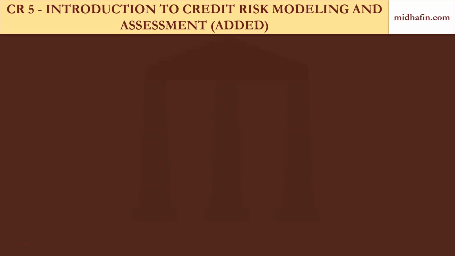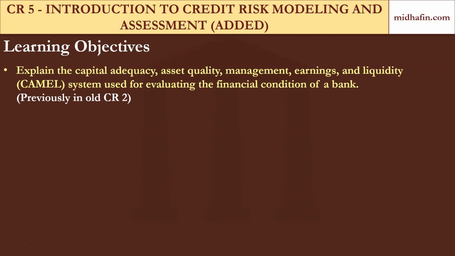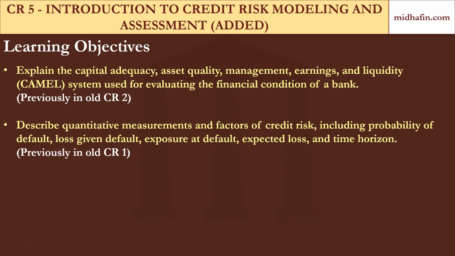Now let's come to the next chapter, CR5, which is again a new addition. This chapter takes a lot of learning objectives from the old CR2 chapter. The first one, the CAMEL system, was already there in old CR2, so it has been completely retained in this chapter. Then the second one, quantitative measurements and factors of credit risk, was there in old CR1 completely as it is.